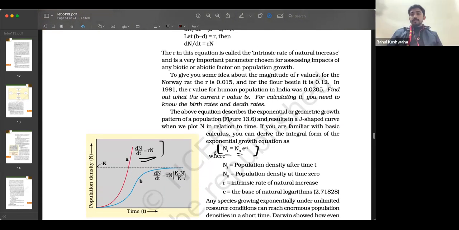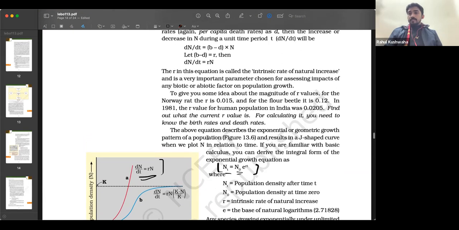If a question comes in your board exams asking you to find the population size or population density at t equal to 3 years, in that question N naught, r and t will be given. You just have to use this formula. If the question is asking what will be the change in the population density or size, you have to use the other formula. You can note this down somewhere: to find the change in population, use dN by dt is equal to rN.